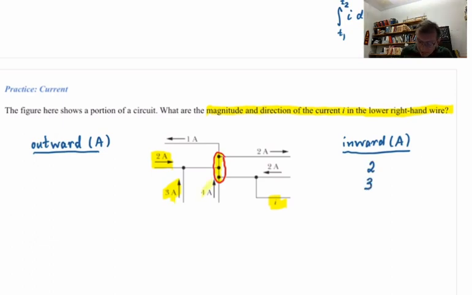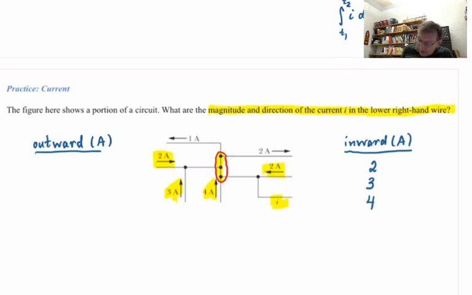There's an inward current because it's going towards that center region. 4 amperes. There's an inward current because it's going towards that center region. 2 amperes. All right, now the other 2 arrows point outward. So let's total all the inward. 3, 4, 5, 9, 10, 11. 11 amperes of inward flowing current. So the outward flowing current must also be 11 amperes.